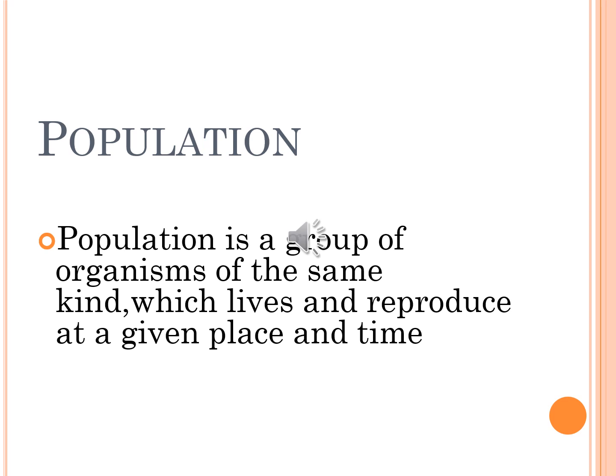Let's explore the first term, population. A population is the number of organisms of the same kind that live together in the same place. Yes, it is very important to remember that a population consists of organisms which are of the same kind. They are not of different kinds, but of the same kind, and they live together in the same place. The population includes the individuals of the same kind that live in that certain area at a given place and time.